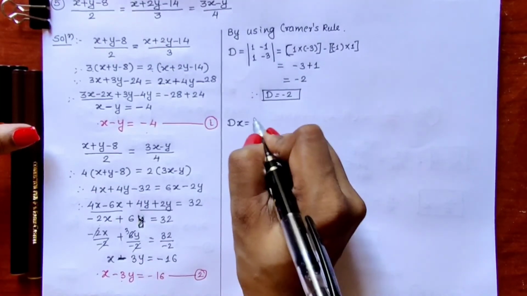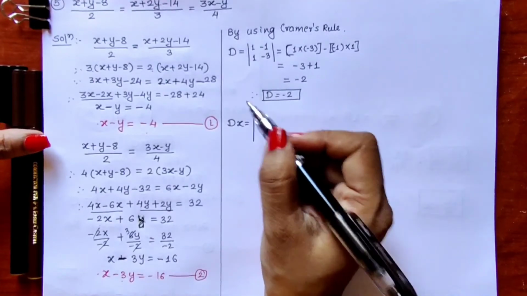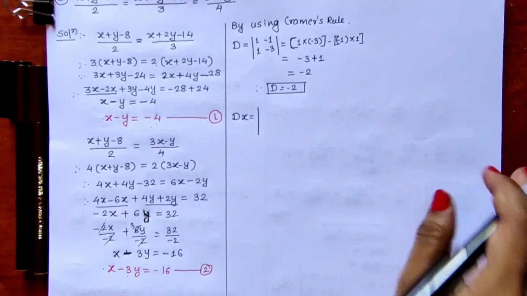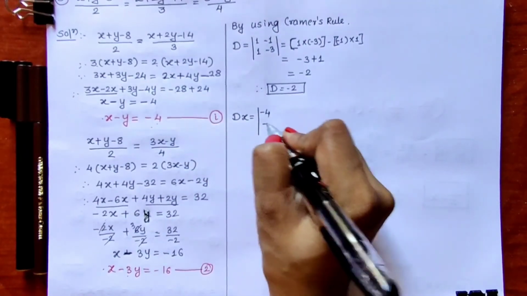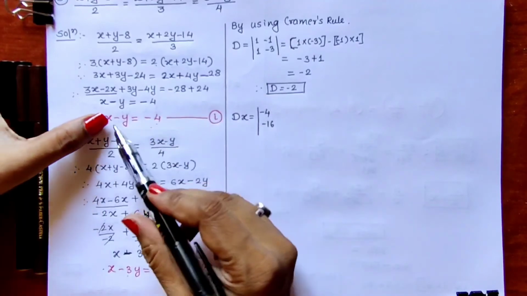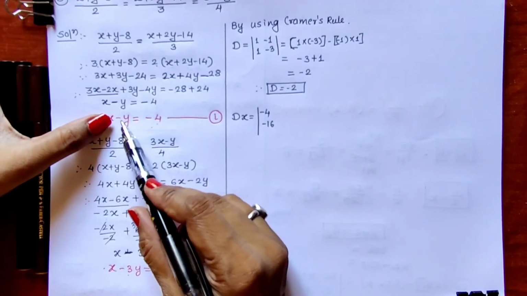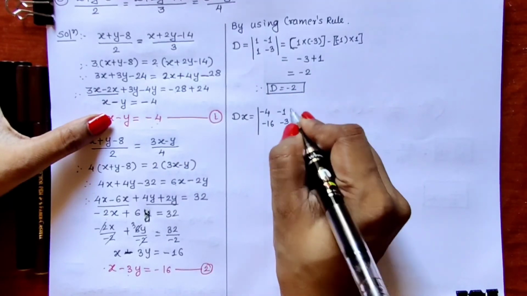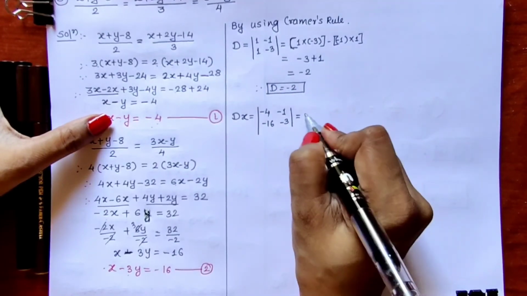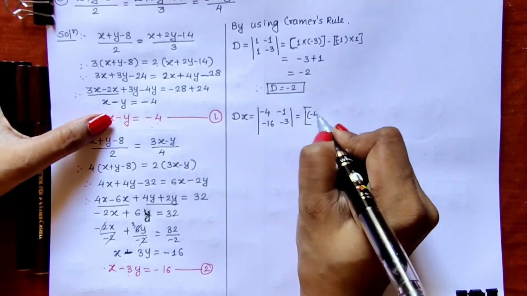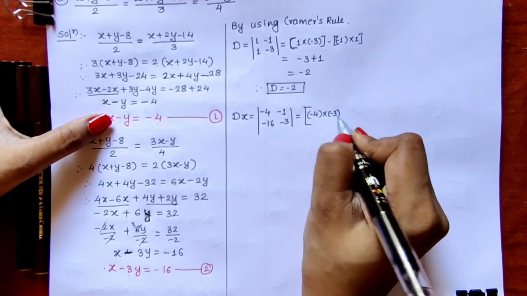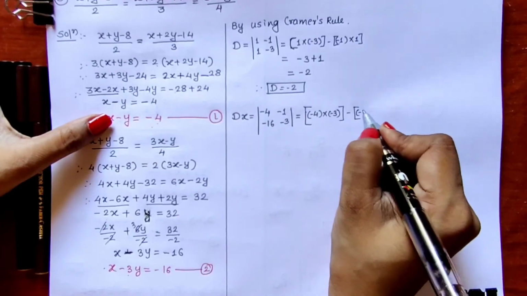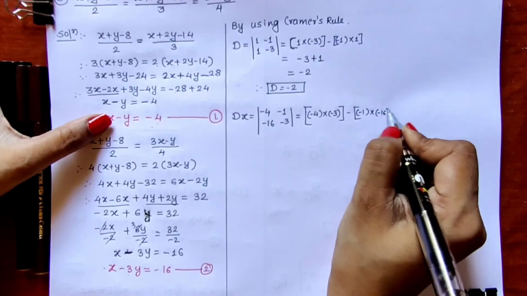Dx is equal to, Dx means constant terms. First we have to write constants are minus 4 and minus 16. So we will be writing minus 4 minus 16, and then we will have to write the coefficients of y. It is minus 1 here and minus 3 here. Minus 1 minus 3. Now cross multiply. It will be minus 4 into minus 3 minus 1 into minus 16.